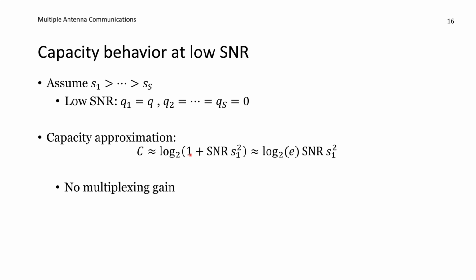Then we get log 2 of 1 plus SNR S1 square. So this is the squared singular value of the strongest subchannel. And at low SNR, we can say that the log is approximately linear. So we get log 2 of E times this SNR times S1 square. So here we see that there is no multiplexing gain. Even if we have a high rank of the channel, we don't have enough power to utilize all the subchannels. So we focus our attention on the strongest subchannel.